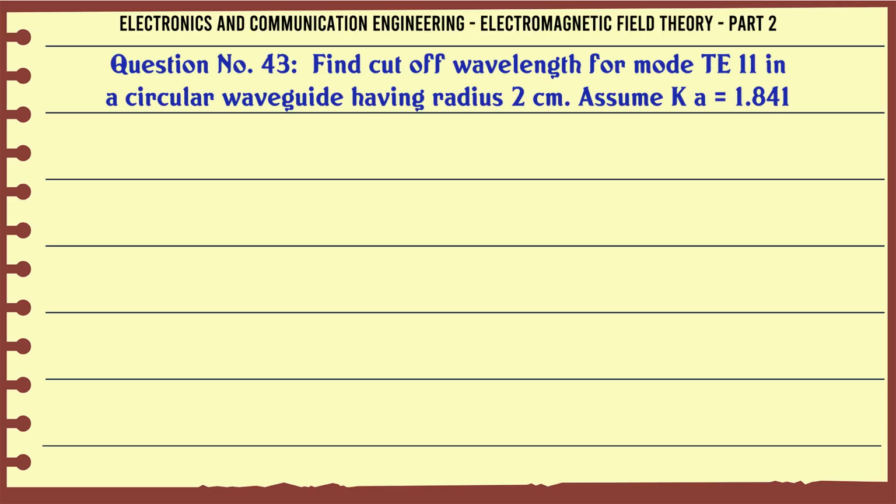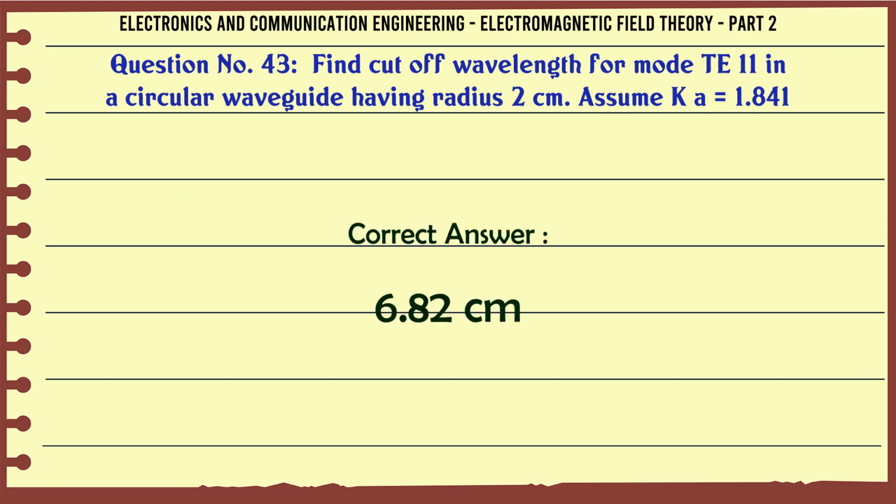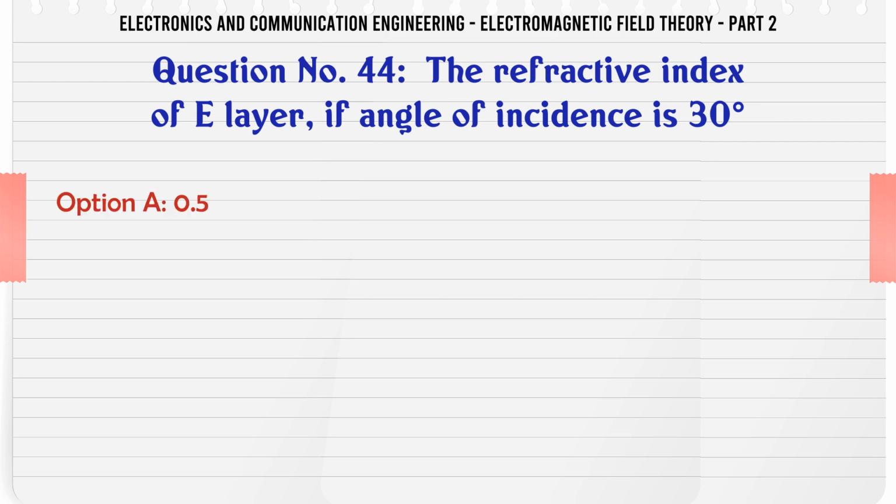Find the cutoff wavelength for mode TE11 in a circular waveguide having radius 2 cm. Assume ka = 1.841. A 4 cm, B 6.82 cm, C 8 cm, D 68.2 cm. The correct answer is 6.82 centimeters. The refractive index of the E layer if angle of incidence is 30°: A 0.5, B 0.25, C 0, D 1. The correct answer is 0.5.